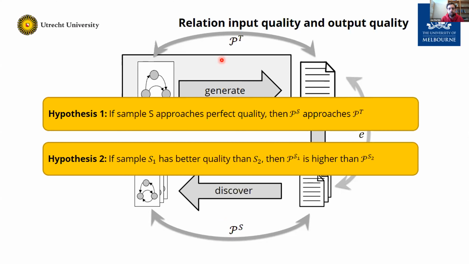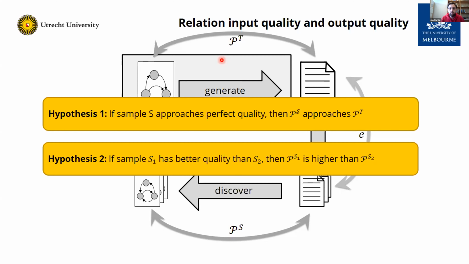If I have two samples and my sample S1 has a better quality than sample S2, then does that also imply that the quality of the discovered model on the first sample is better or higher than that of the second sample? And again, because we have a controlled setting and we know how we constructed our sample and we have this error measure, we can start quantifying this and we can design a controlled experiment to actually test this hypothesis. So we move a bit more to the scientific methods, having falsifiable hypotheses, stating something about the relation between the input quality and the output quality. So that's the idea that we explored, and does this work or not?